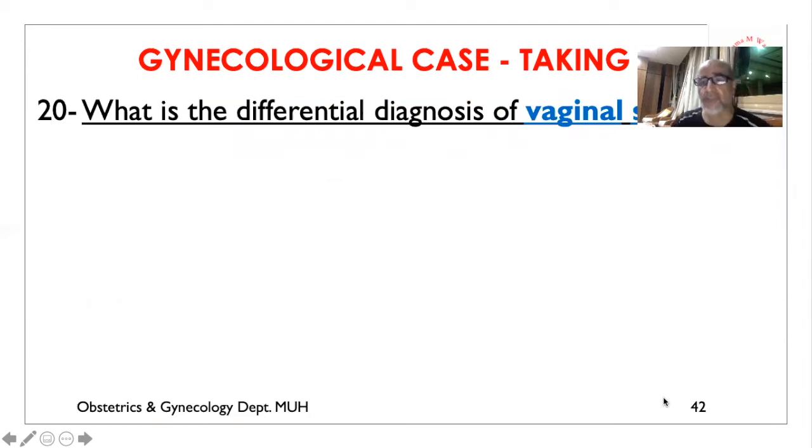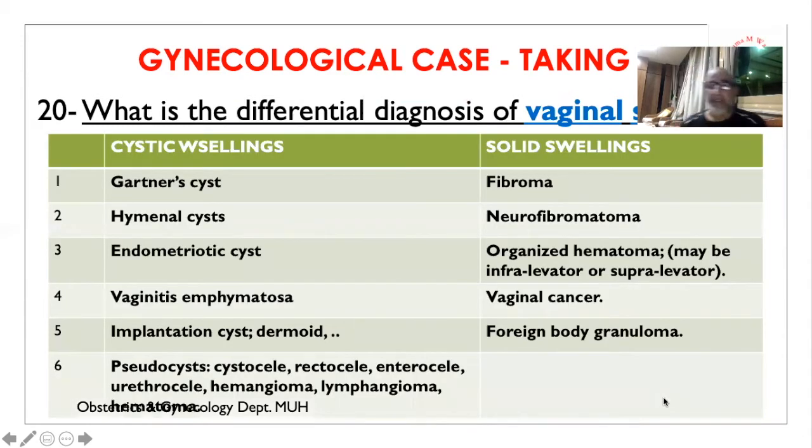What are the differential diagnoses of vaginal swellings? Vaginal swellings may be listed in this simple table. We divided vaginal swellings into cystic swellings and solid vaginal swellings. The cystic swellings include Gartner cyst, which is a vestigial remnant, hymenal cyst, endometriotic cyst of the vagina, emphysematous vaginitis, implantation cyst such as dermoid, pseudo cysts such as prolapse, cystocele, rectocele, enterocele, erythrocele, and maybe hemangiomas and lymphangiomas.